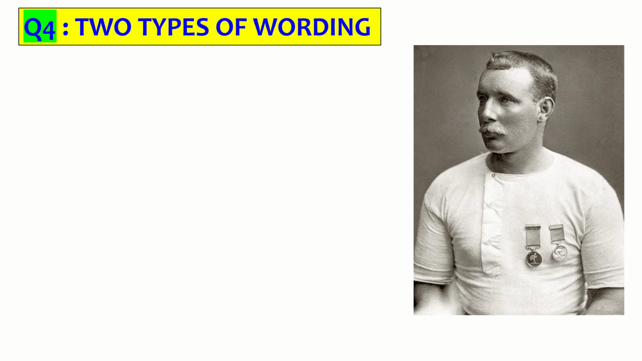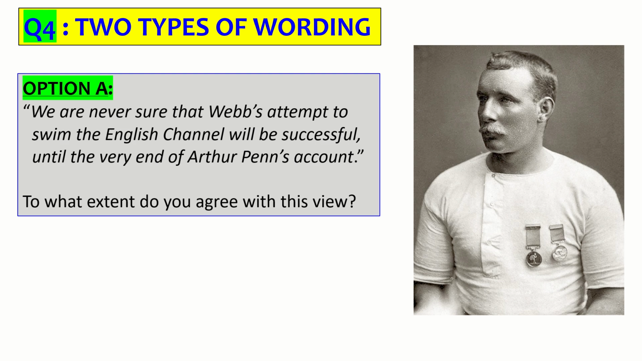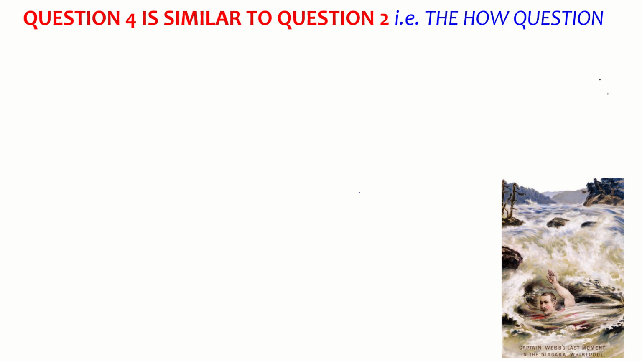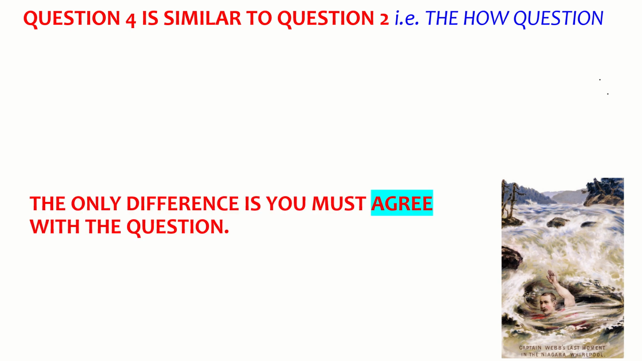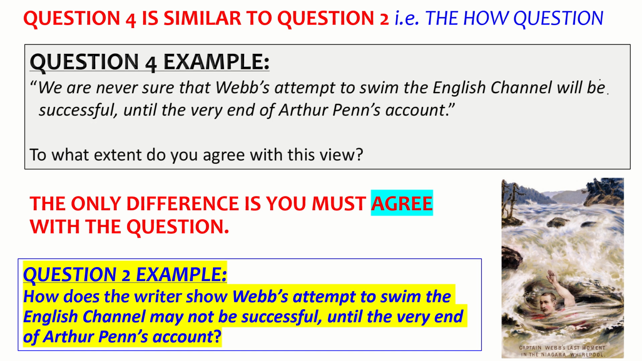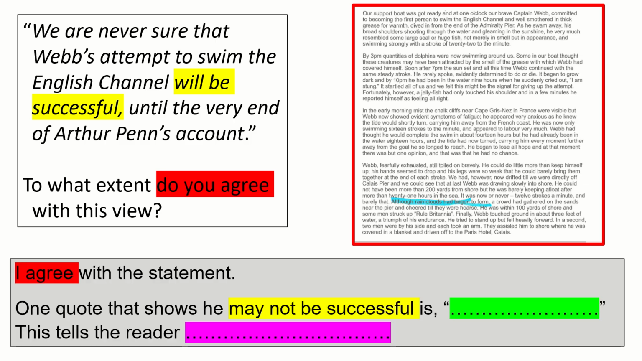There are 2 types of wording for this question, if you have to do this again. It's the one that was in the question, or it might be slightly rephrased to what do you think and feel about Arthur Penn's views on Webb crossing the channel. Like I said, it's easy. It's the same as question 2, but you agree with the question. So that would be an example of a question 4. And then question 2 is like, how does the writer show his attempt was unsuccessful? So same question, really. So again, go through it. You have to do that little statement again where you decide how much you agree.